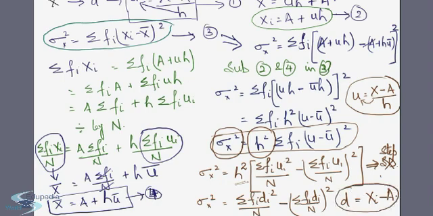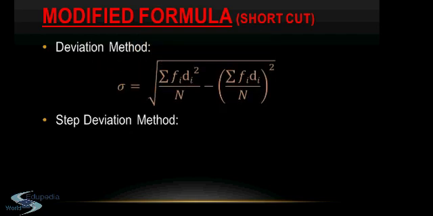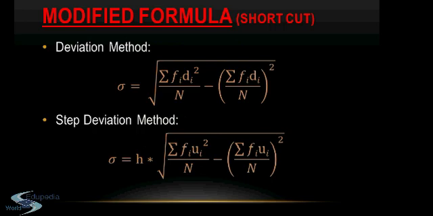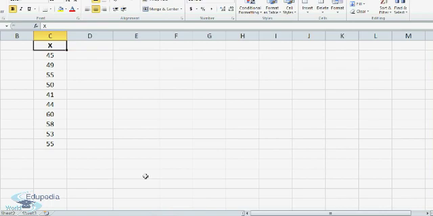Yeah, so precisely, let's see what is the formula which we have for deviation is this, and for step deviation is this, summation fi ui square by n minus summation fi ui by n the whole square. So now let's take some numerical problem based on these two concepts.